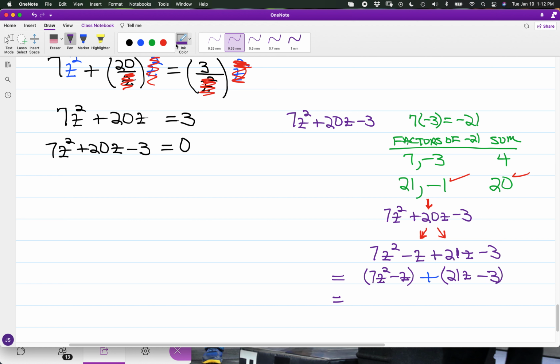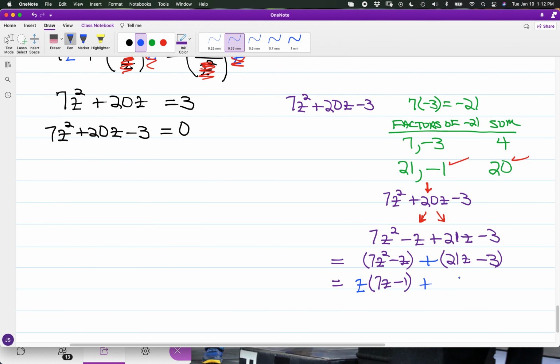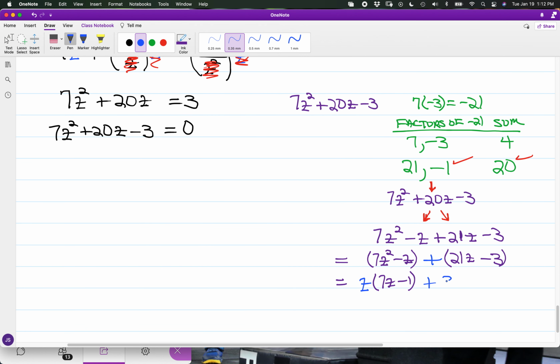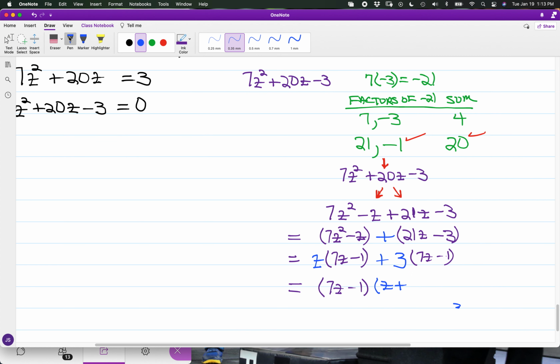And for the greatest common factor between 7z squared and negative z, you have z, times the quantity of 7z minus 1. Bring down the plus. And the greatest common factor of these last two terms will be 3. And 3 into 21z minus 3, that is also 7z minus 1. So in the factors, we have 7z minus 1. And the other factor we have is z plus 3. Okay.